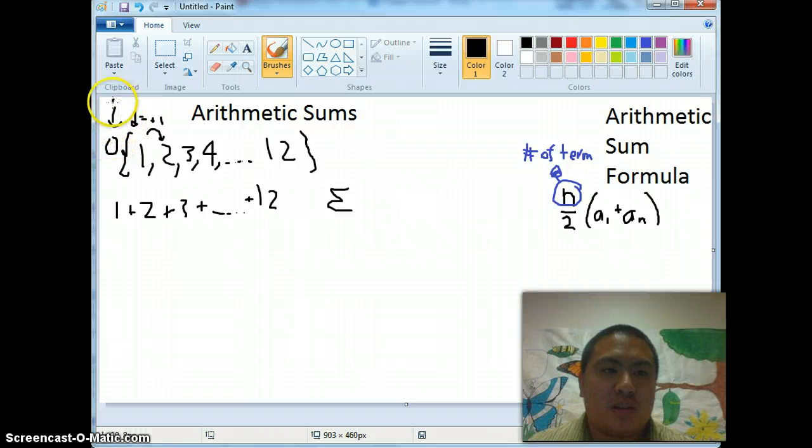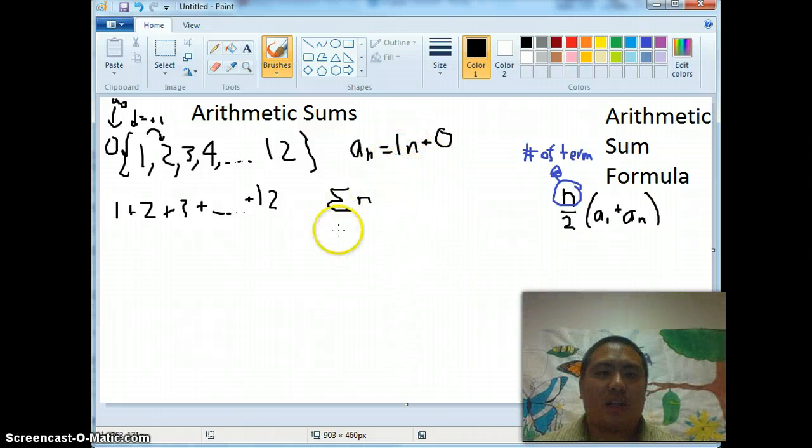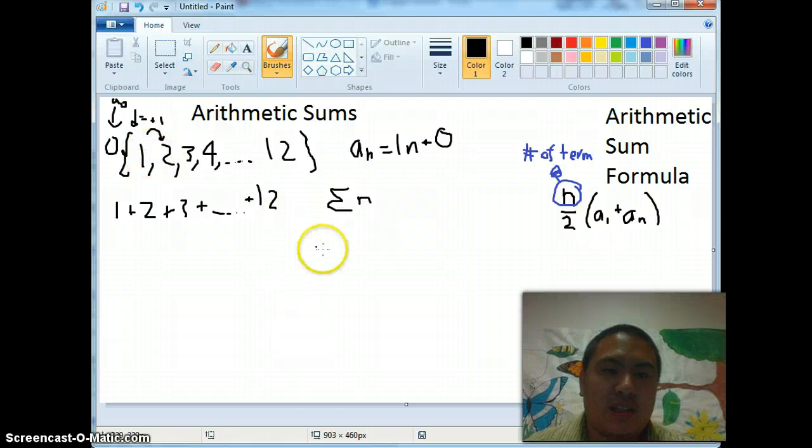And our a sub 0 is just 0, right? Whatever goes before 1, a sub 0. So it's just n, because a sub n is equal to 1n plus 0. And obviously that's just n. Okay, so we put that in here, and we're gonna add things from the first term. So n equals 1, and if you need practice, just go to the previous video, from 1 to 12.